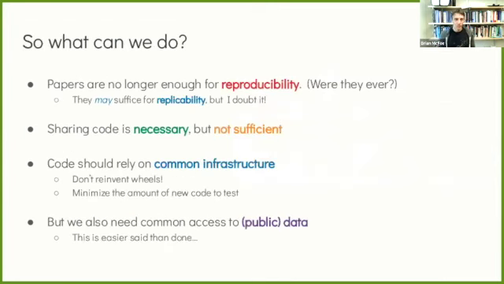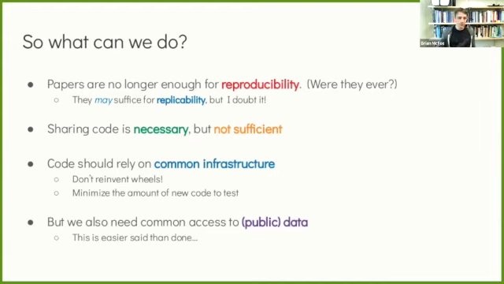So what can we do? Hopefully this convinces you, if you weren't already convinced, that a paper is not enough for reproducibility or even replicability. I don't think it ever was, but I think at this point we're pretty sold on the fact that it's not. We really need the code. Code is necessary to make sure that things are actually working the way that people say they do. But I think it's more than that, and I think code is not sufficient.